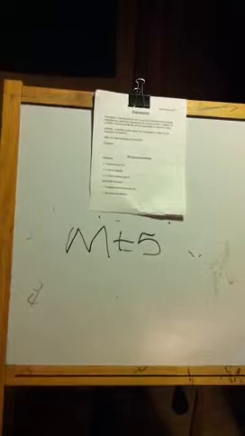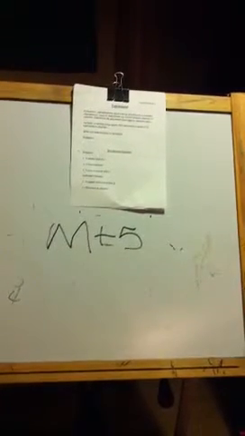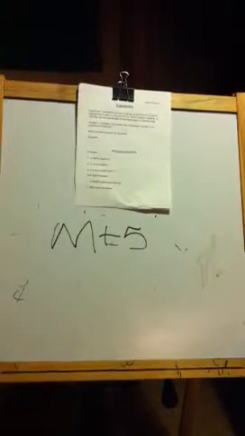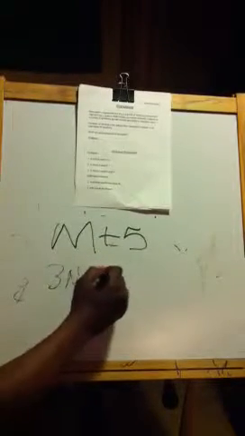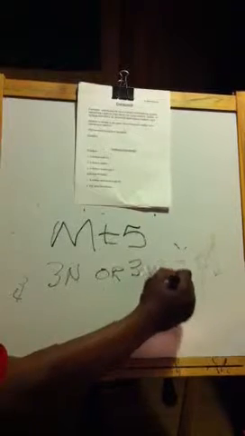The next example reads, 3 times a number. I know that we do not have a number to multiply by 3, and when we don't have a number, we use a variable. So 3 times a number can be written in 2 ways. It can be written as 3n or 3 times n.